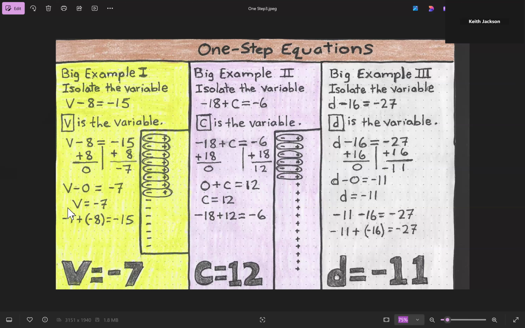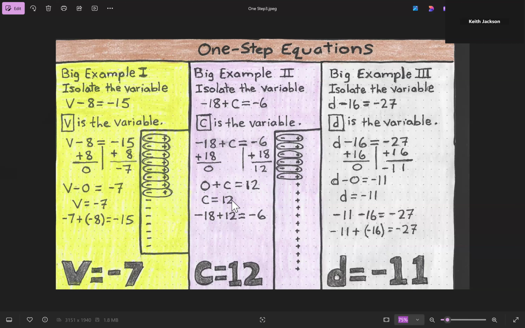Here's what we have right now. We have v minus 0 is equal to negative 7, which of course means that v is equal to negative 7. Let's test it to see if this negative 7 actually works in this one-step equation. We have negative 7 plus negative 8. Yes, it will give me a negative 15 when you add two negatives together. So that lets us know that v is equal to negative 7.